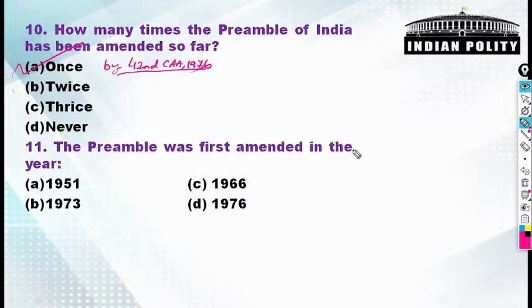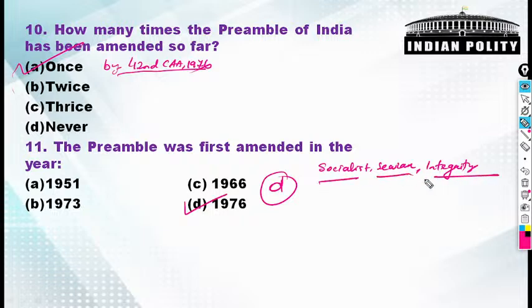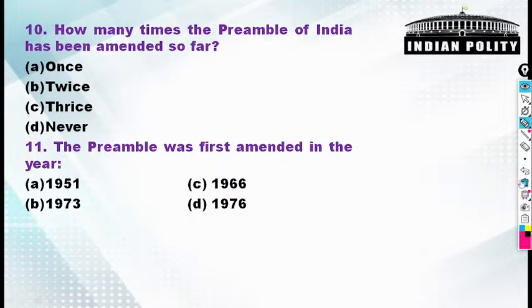Same question. The words socialist, secular and integrity, these three words were added by the 42nd Amendment Act 1976 to the Constitution, to the preamble. Through the 1976 preamble amendment, these three words were included in the preamble by the Parliament. So the answer will be D.